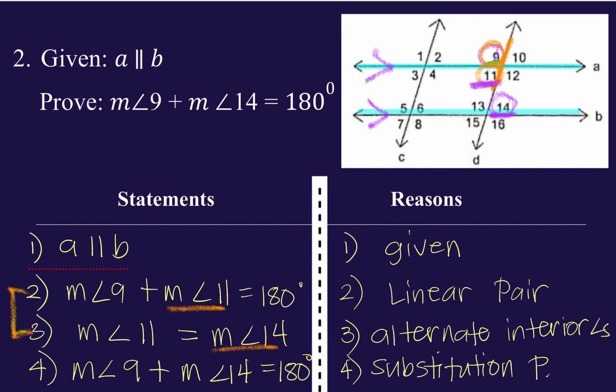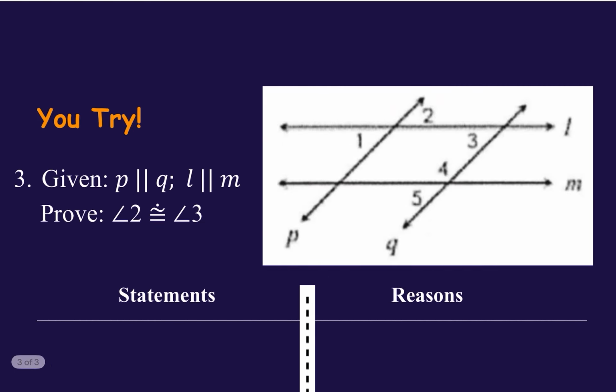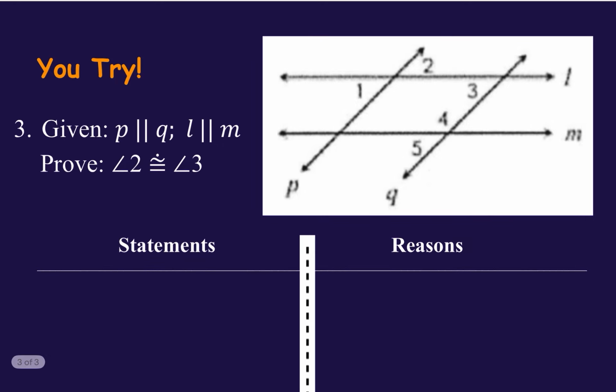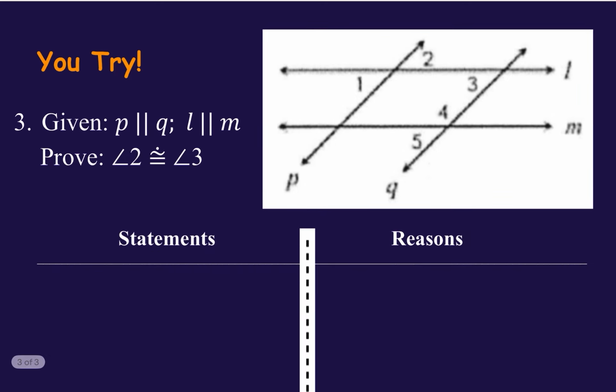All right, let us try one more problem. Number 3. In this problem, we are given two pairs of parallel lines. So L and M are parallel to each other. We're also given that the other set of lines are parallel. P and Q are parallel to each other as well. So we are to show that angle 2 is congruent to angle 3.